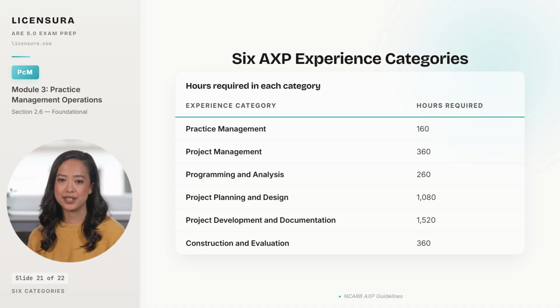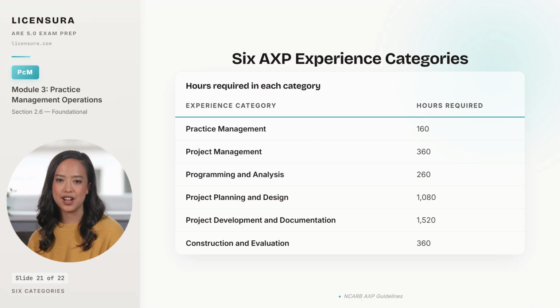on the exam. Project management requires 360 hours and covers the work of running a project: schedule, budget, contracts, and team coordination. Programming and analysis requires 260 hours and covers site analysis, programming, and the early conceptual work before a building takes shape. Project planning and design requires 1,080 hours and is where the design itself happens: schematic, design development, and the integration of building systems.